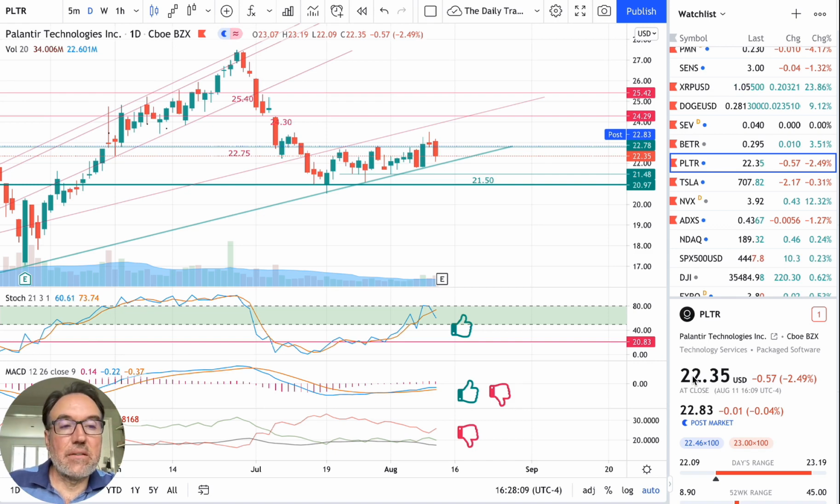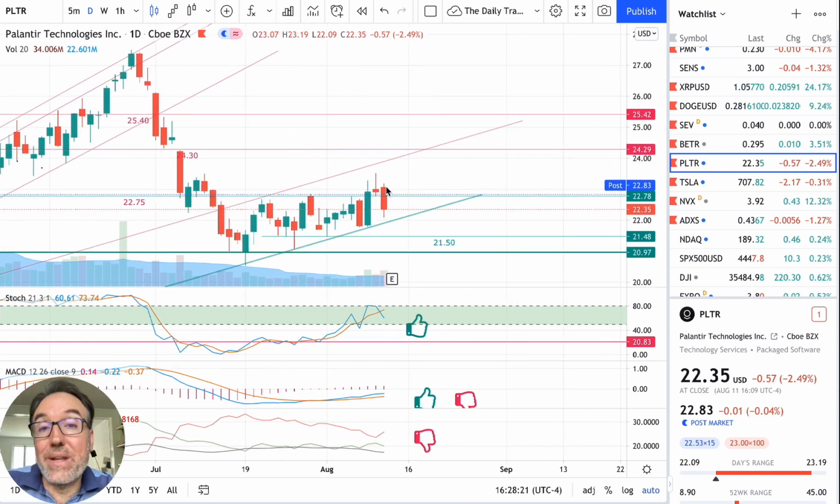Palantir, a little bit of a down day, 57 cents down at 22.35. That's 2.49%. Post-market, the numbers are all off. Looking at the chart, red candle, we opened above 22.75. So there was hope that we were going to stay above that number, but no. We went down to 22.09 and then we recovered a little bit towards the end of the day.